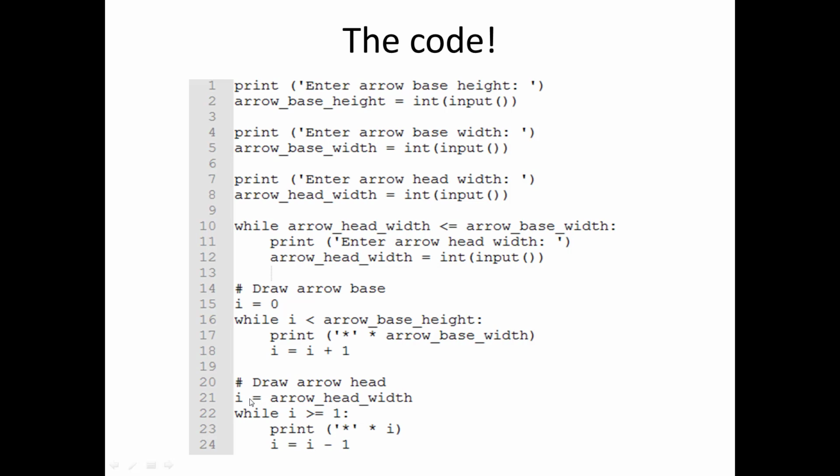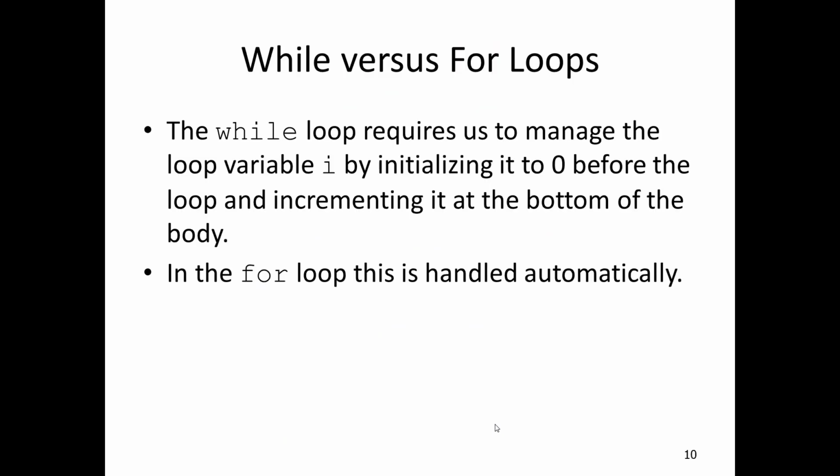So we start out, we'll give I a value of the width of the arrowhead, and then we'll print while I is greater than or equal to 1. We'll have a while loop to print while I is greater than or equal to 1. We're going to print stars times I. So we start out printing the very first part of the arrowhead being the same number of stars as the width of the head, and then we progressively go smaller and smaller and smaller down to a point so that our arrowhead looks like this.